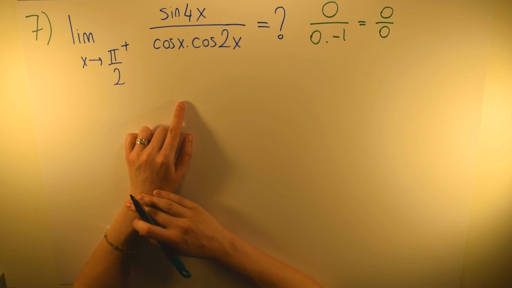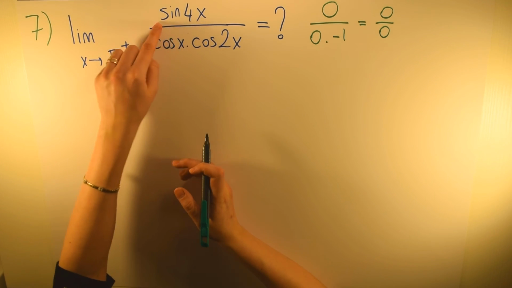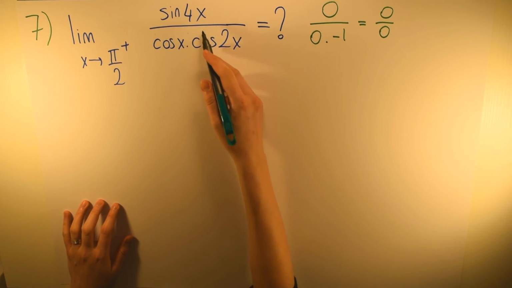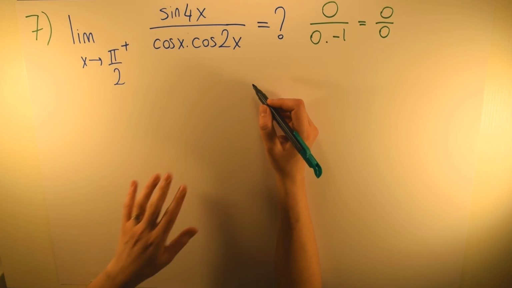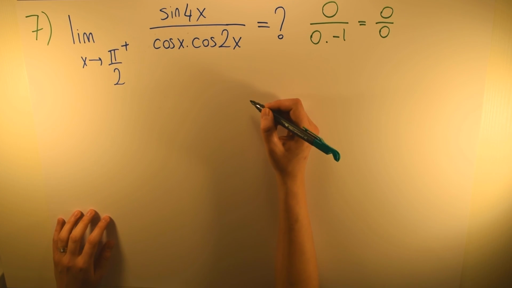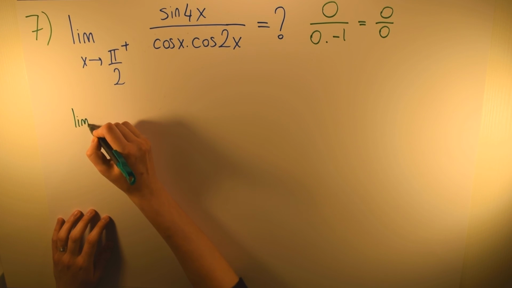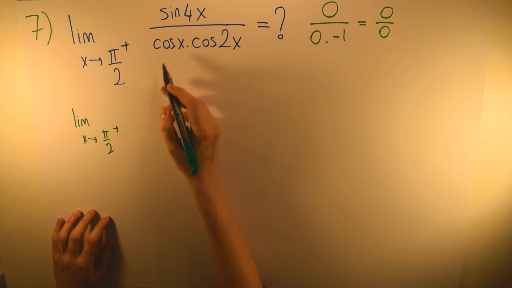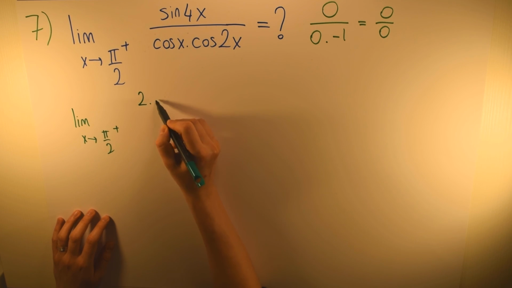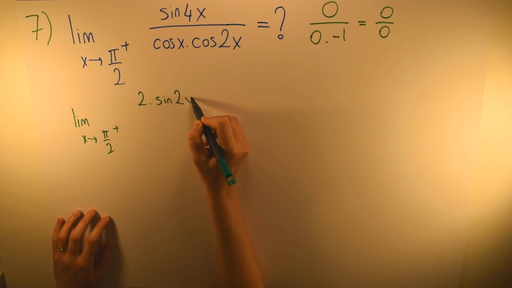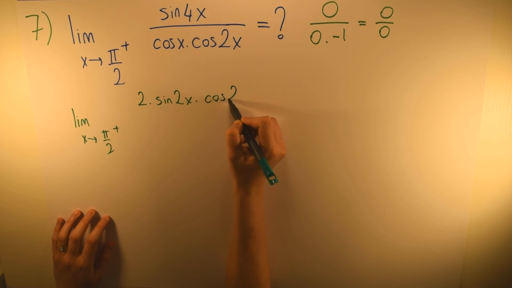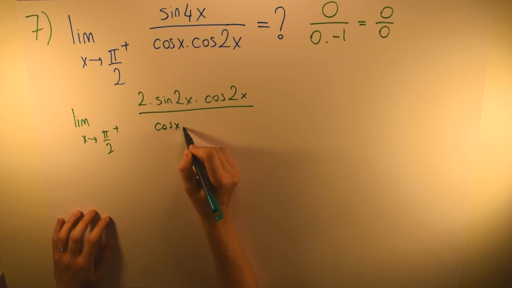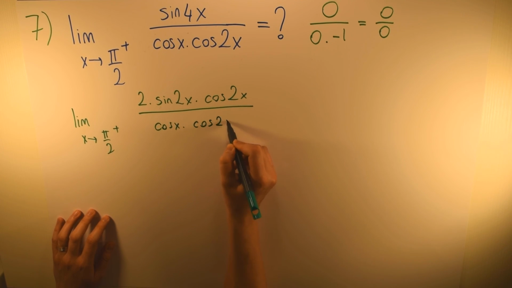So what we can do here: in the numerator we have sin 4x. Instead of sin 4x, I can write this as 2 times sin 2x times cos 2x, right? So let's do that. Limit as x approaches π/2 from the right side of 2 times sin 2x times cos 2x over cos x times cos 2x.